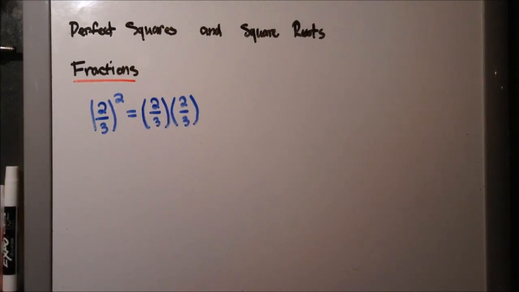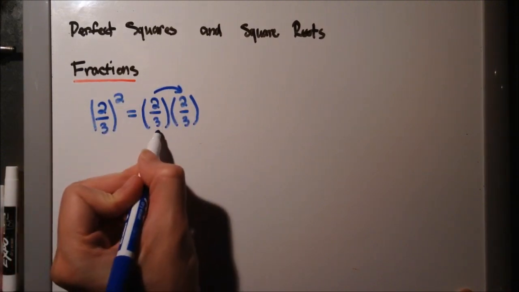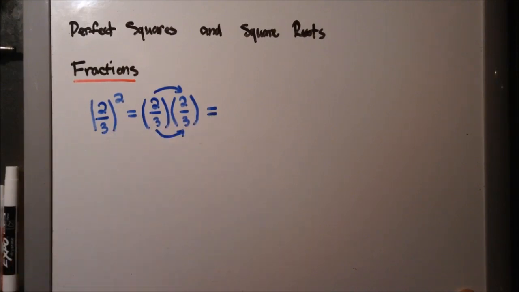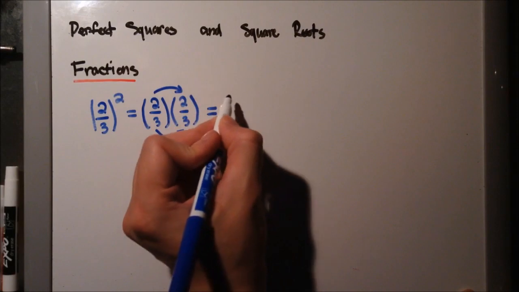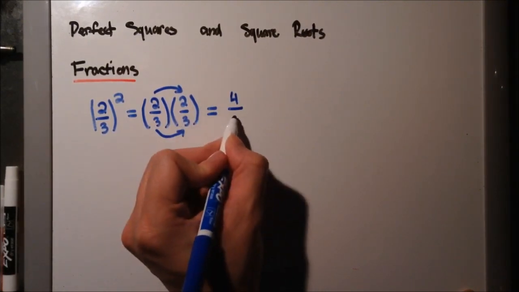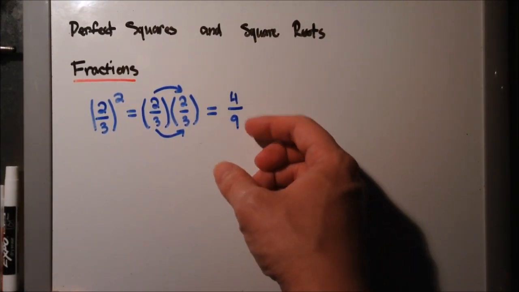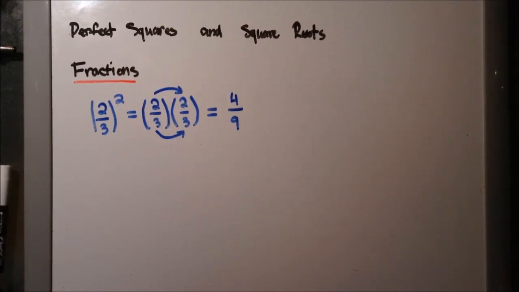And then whenever you multiply with fractions, it's usually the numerator times the numerator and the denominator times the denominator. So numerator times numerator, meaning 2 times 2, which is 4. And then 3 times 3 is 9. So you can't simplify because there's nothing in common between 4 and 9. Now let's do another fraction.